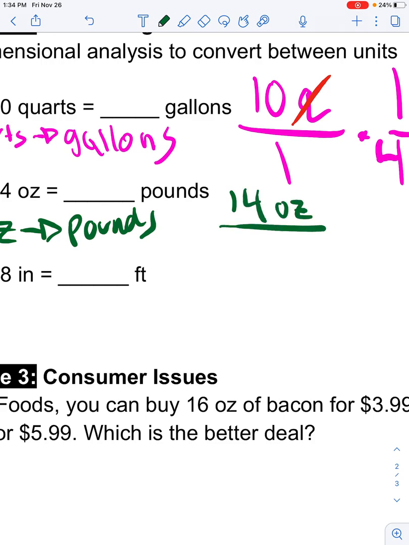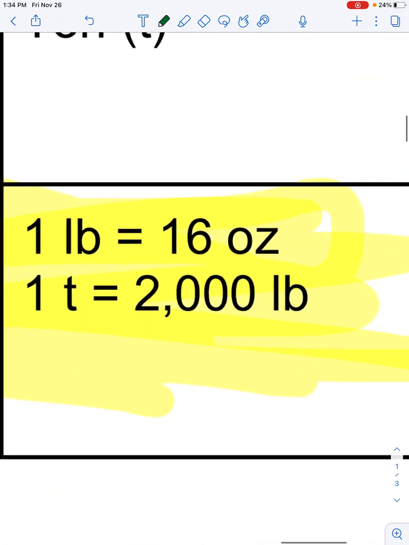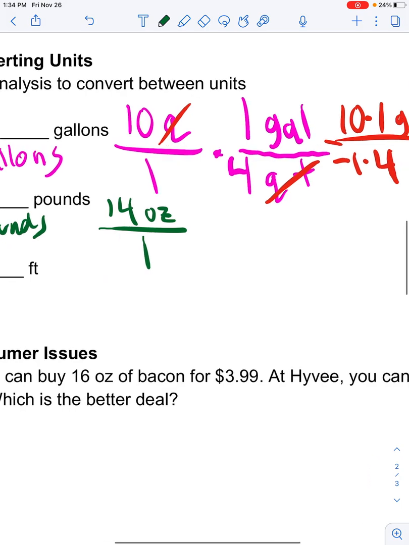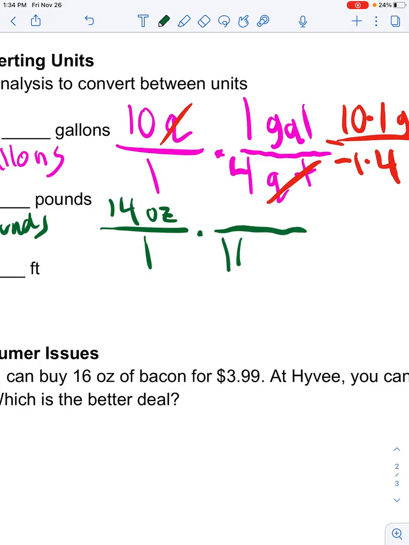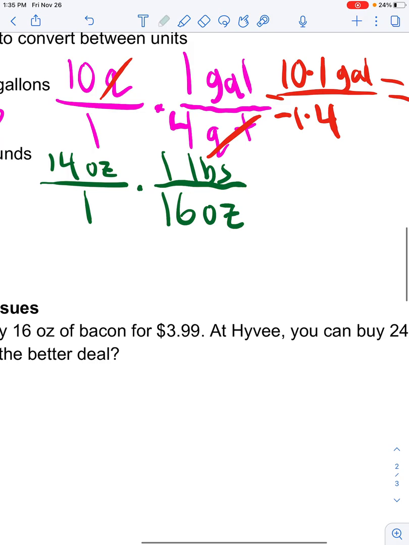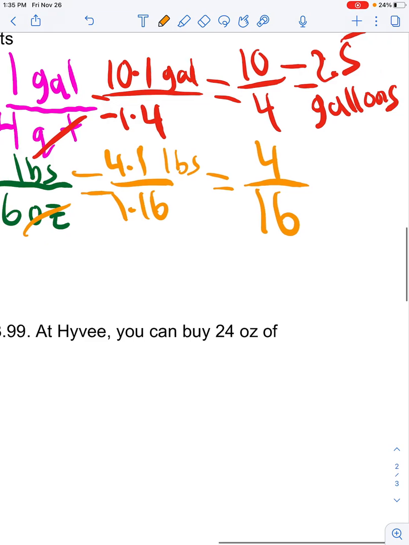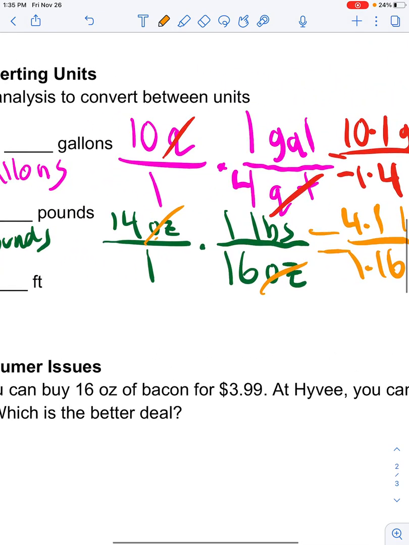So again, start with what you know. I know I have 14 ounces over 1. And then my conversion is 16 ounces equals 1 pound. But because I have ounces on top, I need to also put 16 ounces on the bottom. And this is the same as 1 pound. So I see that, okay, I'm going to take ounces divided by ounces. That's going to cancel out. I'm left with 14 times 1 over 1 times 16. And my label is going to be pounds.